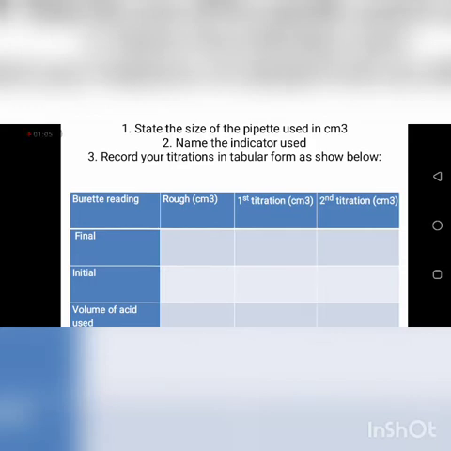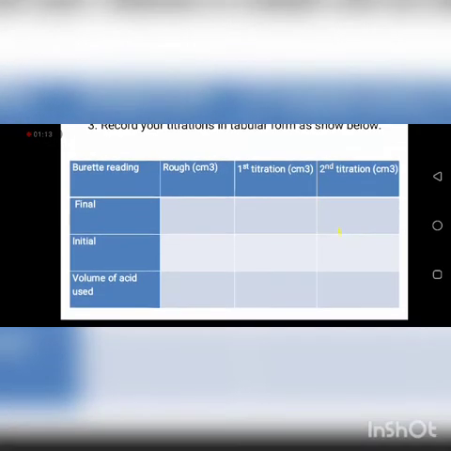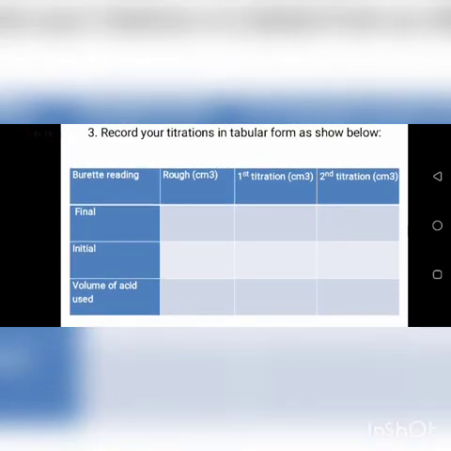Number 3 is record your titrations in tabular form as shown below. So you record your titration table in this format. This format is generally accepted. You tell us the burette reading. The first is rough, first titration, second titration. Some people will have a third titration, but if you have rough, first titration, second titration, it's okay. Now the rows will be final burette reading, initial burette reading, and volume of acid used. So this is how the table of titration looks like. So you tabulate your table.